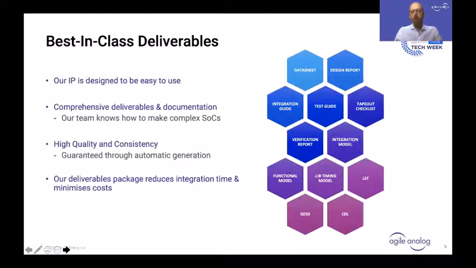We also include a tape-out checklist, which is basically a summary of all the knowledge that we as a team have garnered over the years of taping out chips to make sure that basic mistakes that tend to happen do not happen. Going beyond tape-out, we provide support into mass production. So we measure our success by our customer success, and that means when the product is in mass production. So overall, our deliverables package reduces integration time, minimizes costs, and increases reliability of the products.